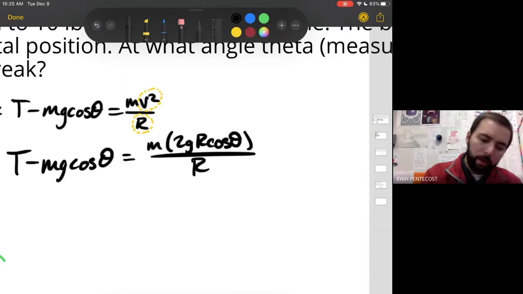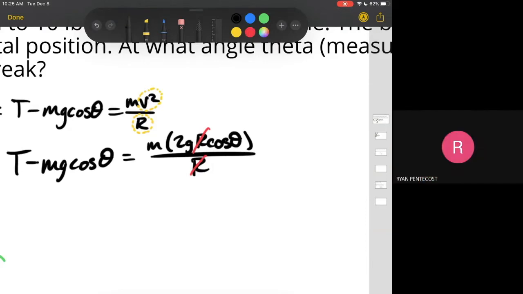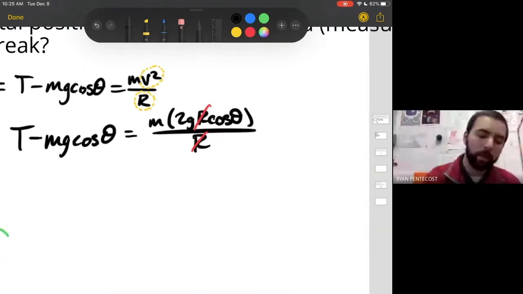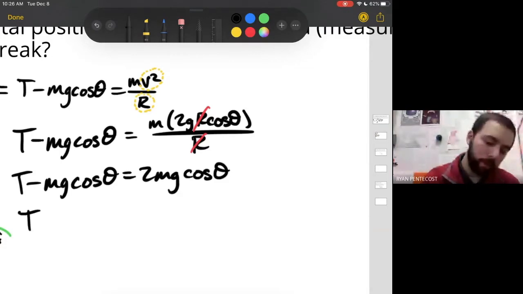So if we look here, that radius that we were not given, right? We have mass, 2 kilograms. We even have tension, 44.5. So we have everything else. We just needed to get rid of that radius, which we successfully did. So you get T minus mg cosine theta equals 2mg cosine theta. Add it over, you get T equals 3mg cosine theta.